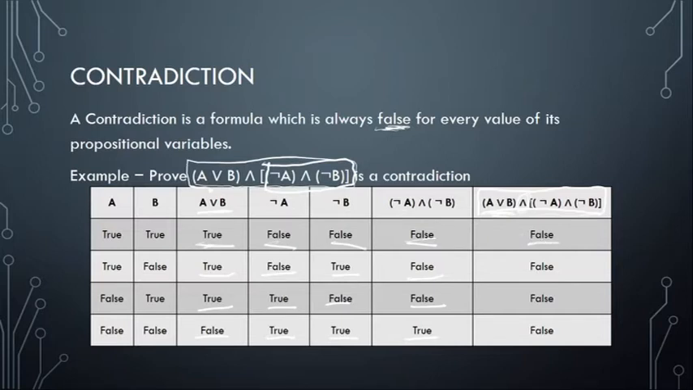Next, again, true and false. So, the return is false. True and false again. So, the return is false. Then, false and true. Then, the return is false. So, this proposition proves that this is a contradiction. So, again, contradiction is always false for every value of its propositional variables.